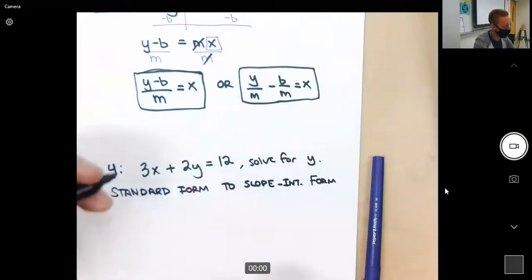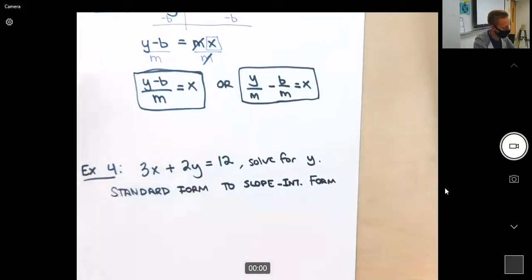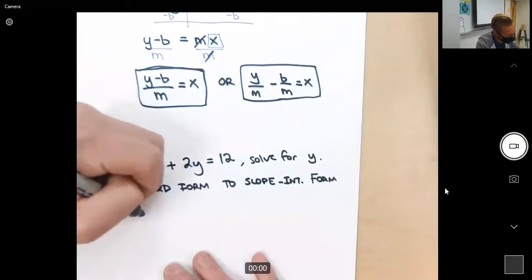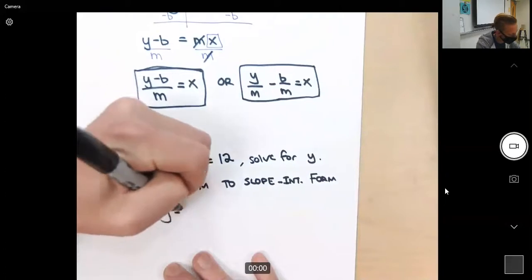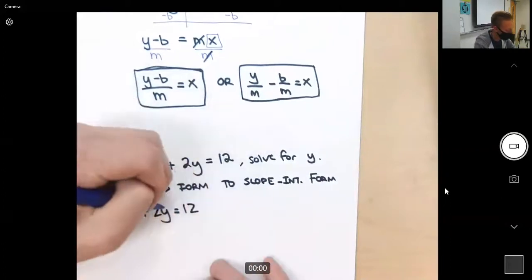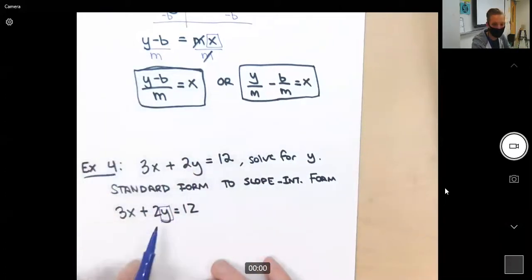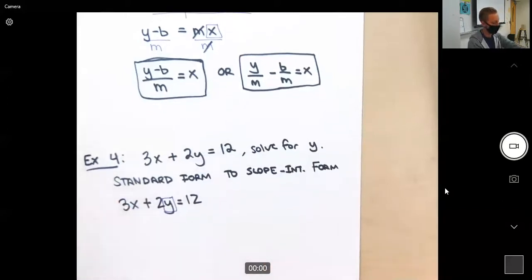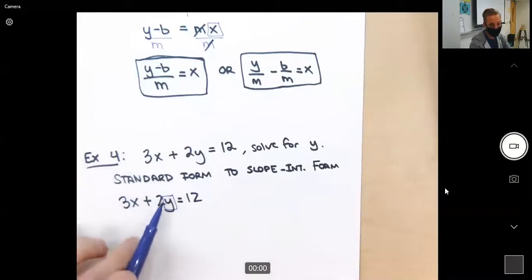We're going to be solving for y. So what we've got is 3 times x plus 2 times y is equal to 12. I'm going to box y. There's no like terms, no parentheses on either side, and all the y's are on one side, so we are good to go here.